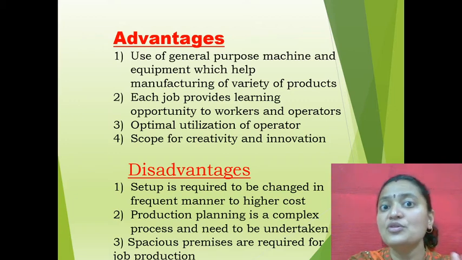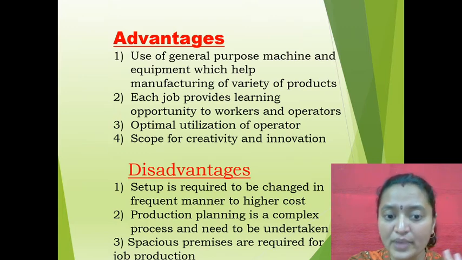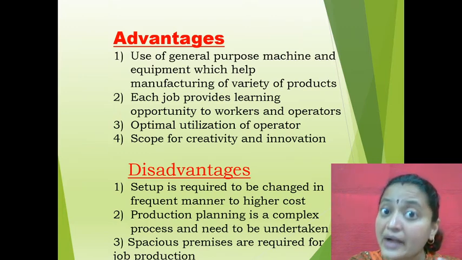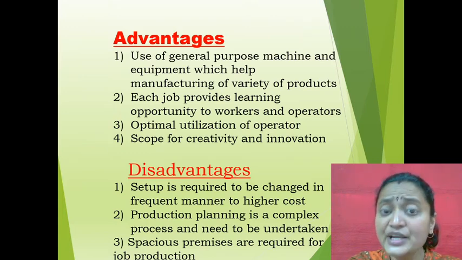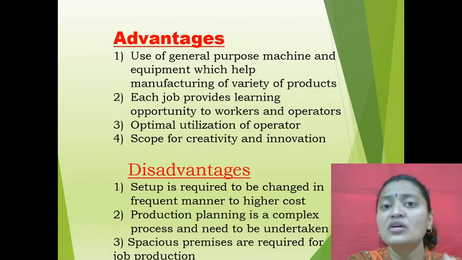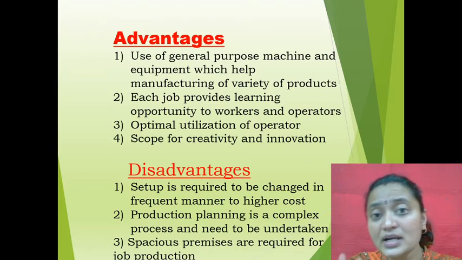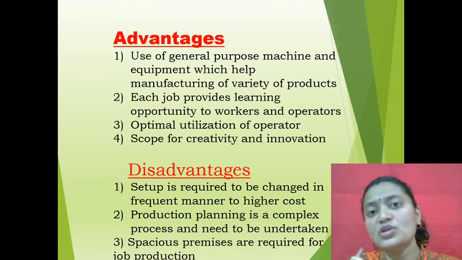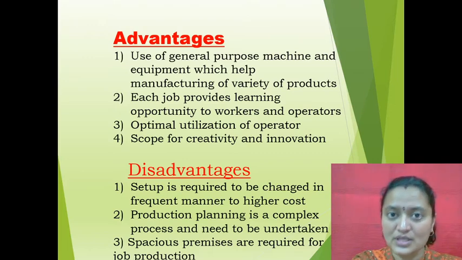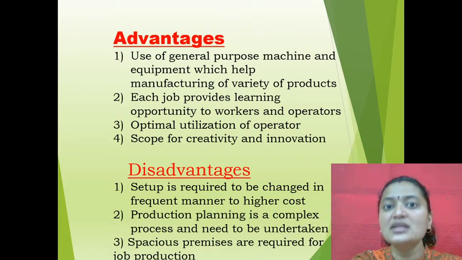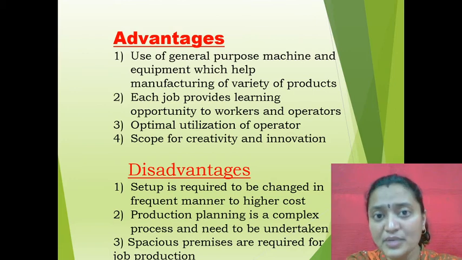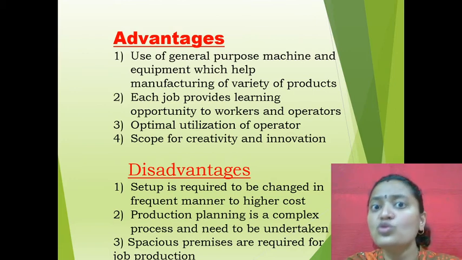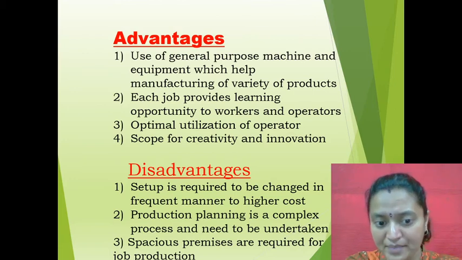So that way, the production process is a very complex process and needs to be undertaken. And needs to be undertaken means what? Whatever planning has been set, based on that only that plan should be implemented. Now you just think, whatever planning you set, unless your plan is executed, unless your plan comes into action, there is no use of that particular plan.